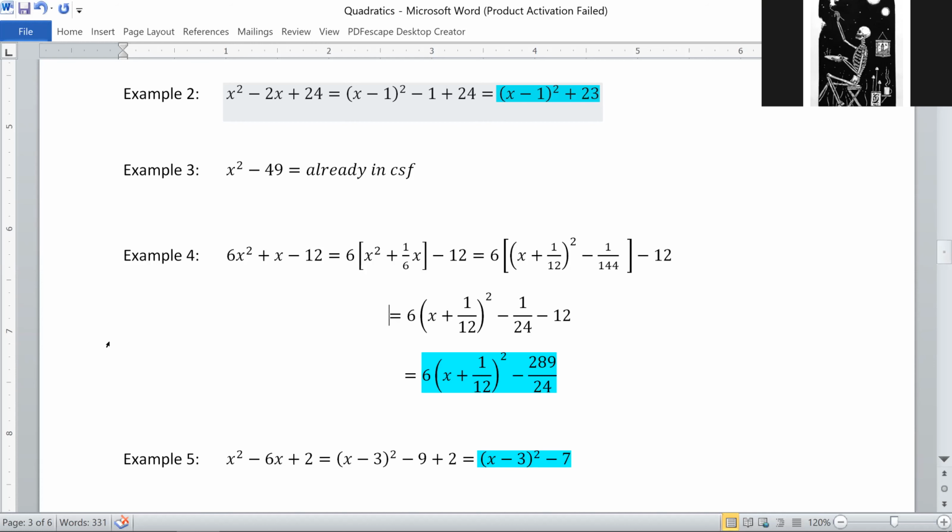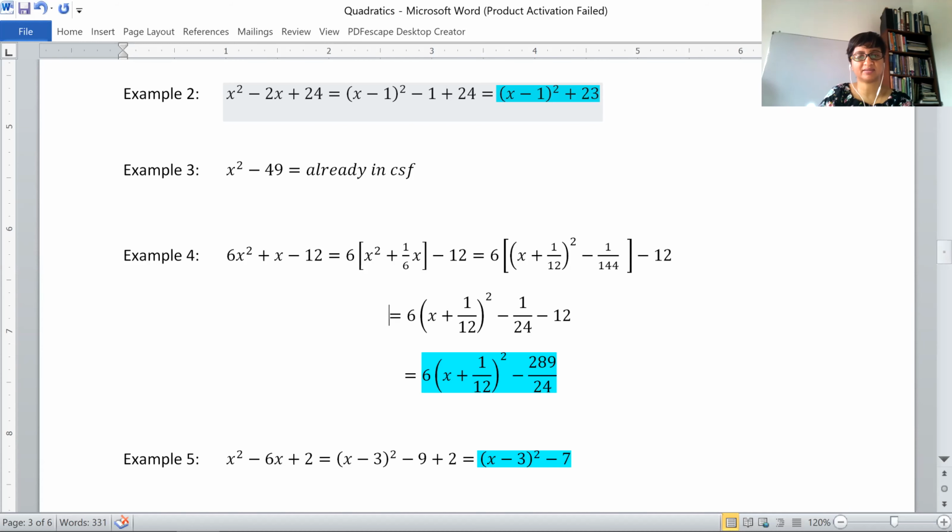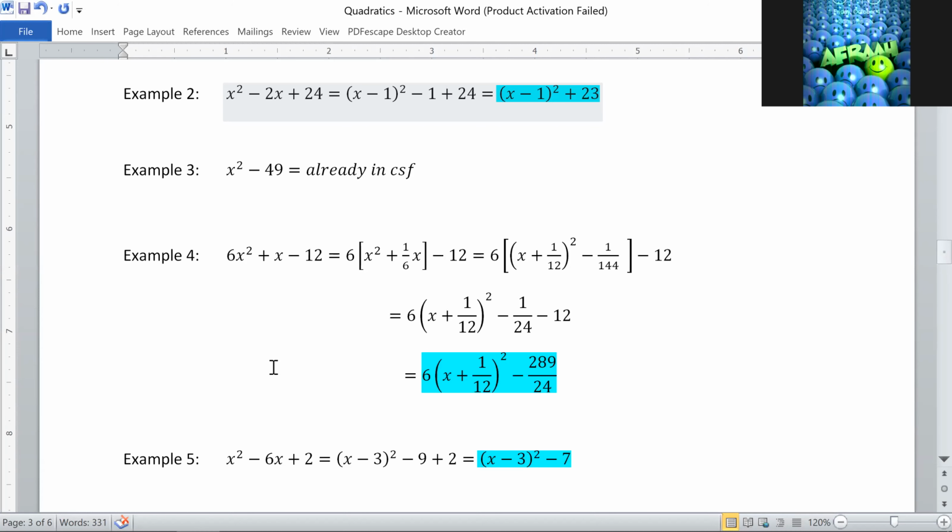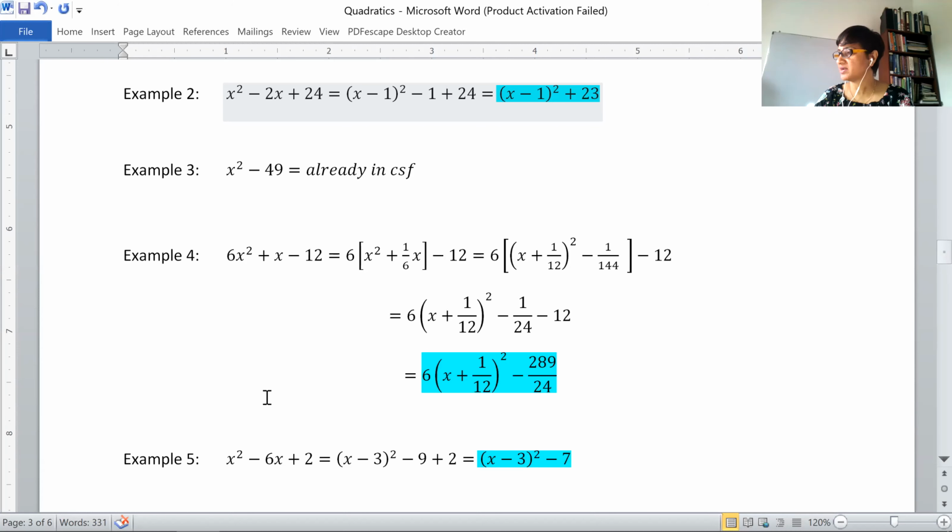Excuse me, Miss. Yes, Aisha. Miss, if the coefficient of x was a negative number, it's still the same method that would apply, right? Still the same method. Let's do one example like that. If everyone has finished completing this, can I go to the board? Okay, hope it's okay with everyone. Let me take an example.